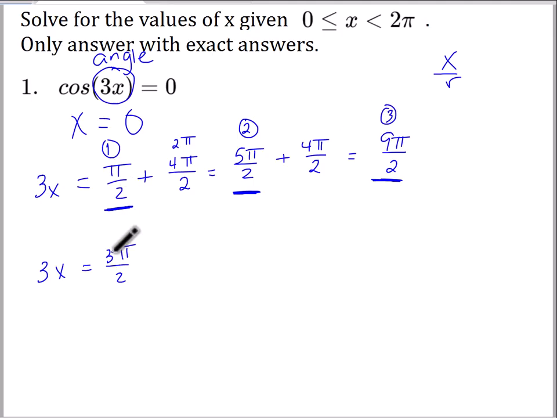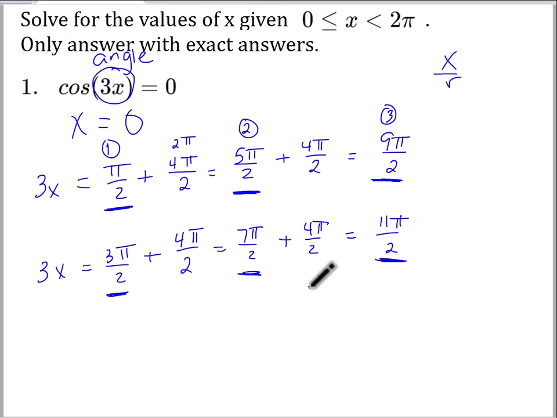But I have 2 answers, so I need to add the first rotation, second rotation, third rotation to the second answer as well. So on this one, I'm still adding 4 pi over 2 to get 1 full rotation. So 3 plus 4 gives me 7 pi over 2. So this is my first answer. This is my second answer. And then I do that again, plus 4 pi over 2. And that gives me 11 pi over 2. And so that's going to be my third answer.